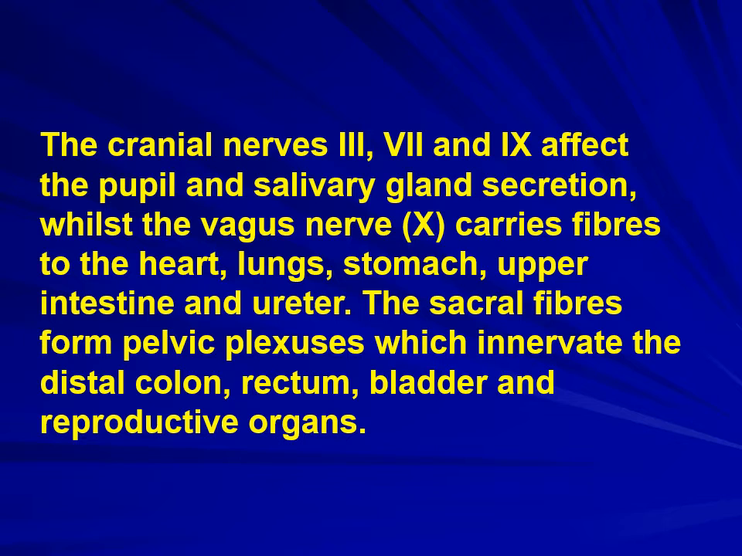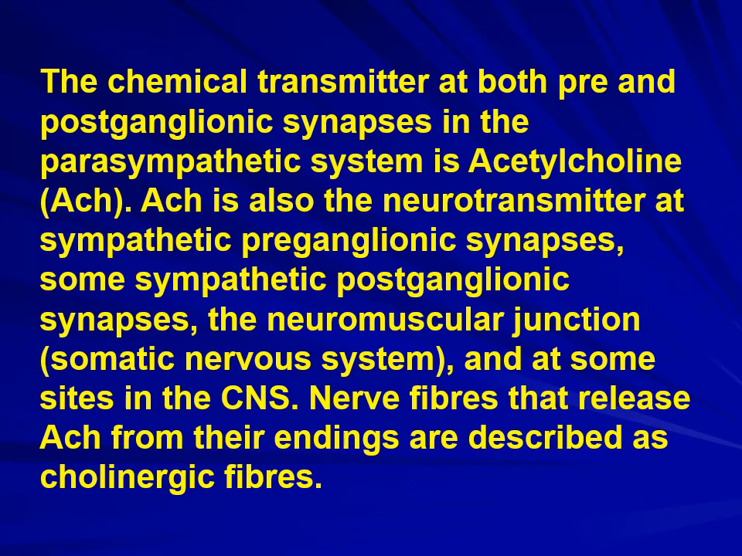Cranial nerves 3 and 7 affect the pupil and the muscles of accommodation, the ciliary muscles. The chemical transmitter at both pre and postganglionic synapses is acetylcholine. Acetylcholine is also the neurotransmitter at the sympathetic preganglionic synapses, some sympathetic postganglionic synapses, the neuromuscular junction, and some other sites of the central nervous system. Nerve fibers that release acetylcholine from their endings are described as cholinergic fibers.